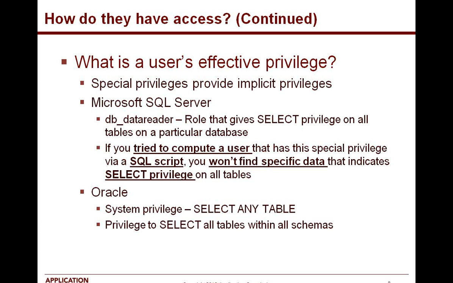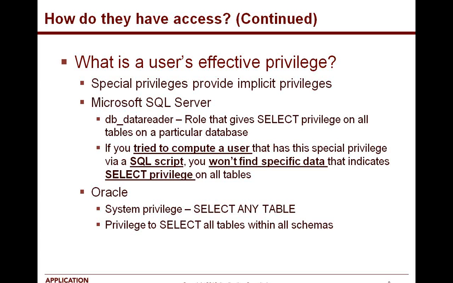So if you try to really compute what the actual privilege is for a user that has this, and you try to do that with a script, because they have this particular role that gives select privilege on all the tables, and you do a select on this particular user, you're not going to see that this specific role gives the access to select on all tables. And that's just the way these special privileges are set up within the database. It doesn't really cascade down to all effective privileges. Here it's an implicit privilege. Because you have this role, you're getting these special privileges.